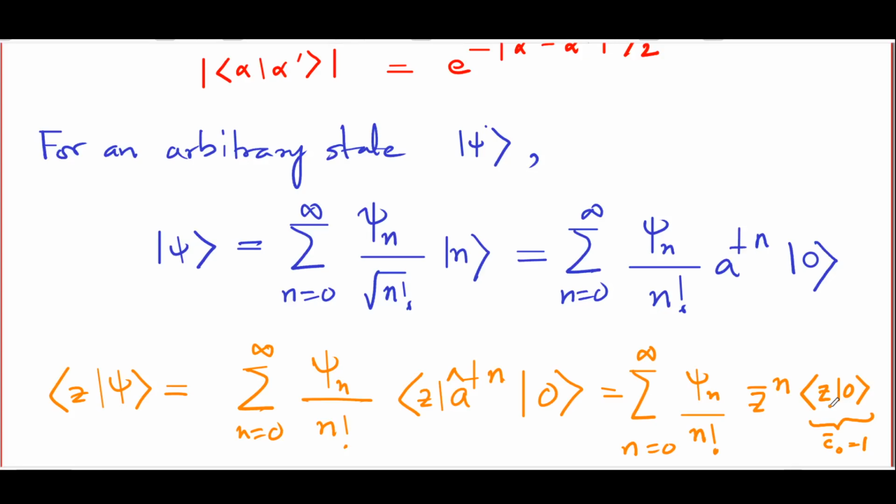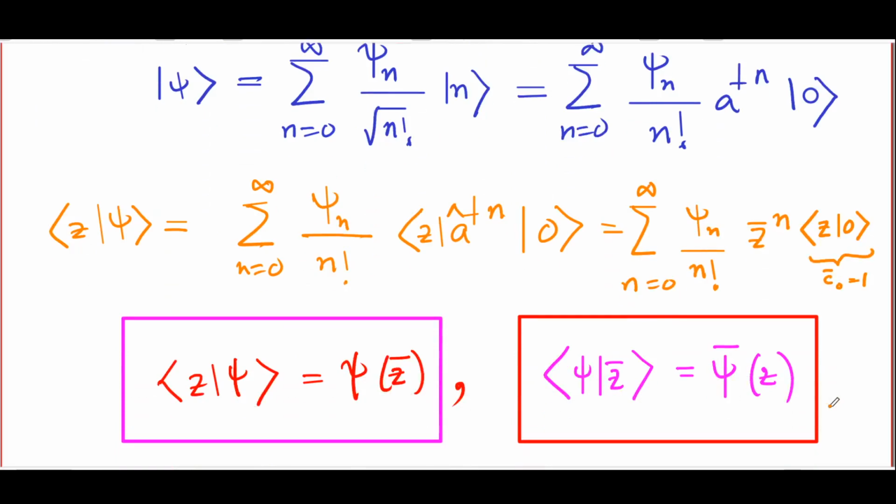So what we end up with is that the analogous quantity to the wave function, the overlap between Z and psi, is given by this particular function sitting here, the sum over all n from 0 to infinity of psi n Z bar to the n by n factorial, which we have decided to call psi of Z bar. This is of course just a notation, but you have to realize that something very important has gone into this notation. This is a function of z bar and z bar alone.